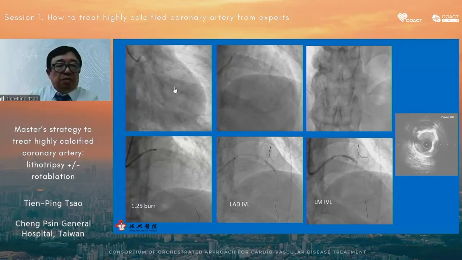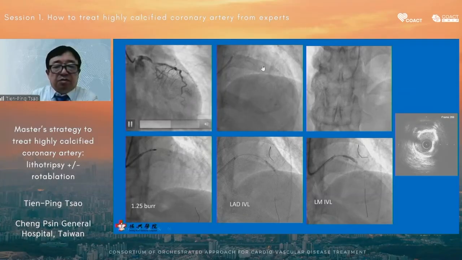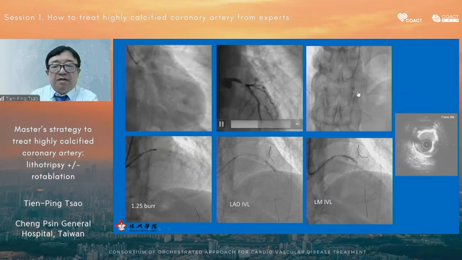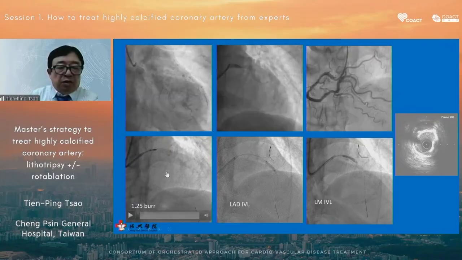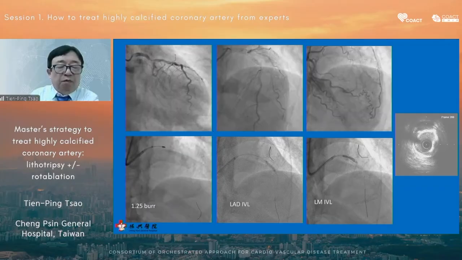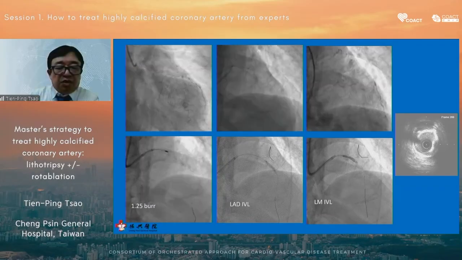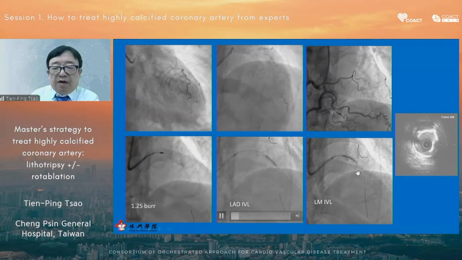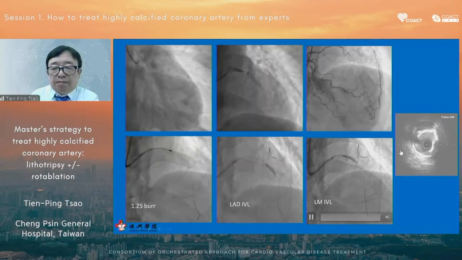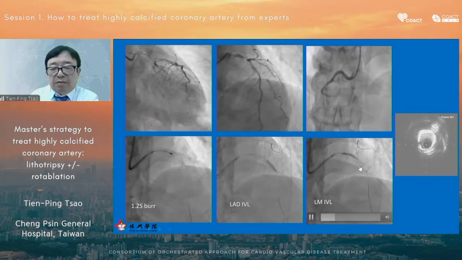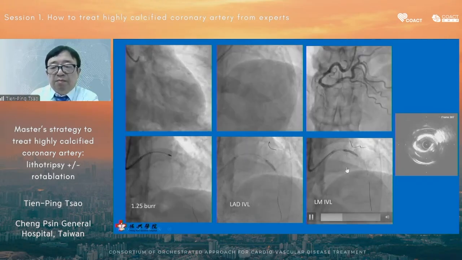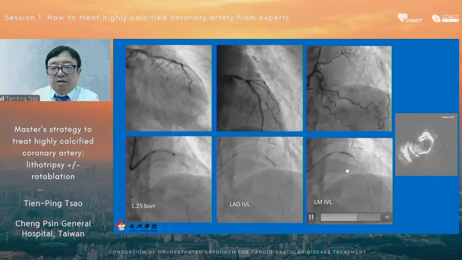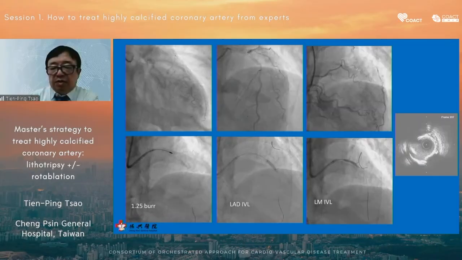So this is an example. You can see the distal left main, quite tight stenosis, and the lesion is also calcified. The RCA was quite okay. So we use a 1.25 burr just to create the channel for the IVL balloon to cross. And this is a 3.5 IVL to treat the left main proximal LAD. You can see the balloon at the left main gradually expanded. That means the lesion can be expanded.